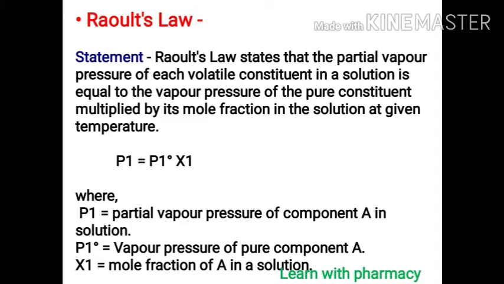In this law, P1 is the partial vapor pressure of component A in solution, P1 naught is the vapor pressure of pure component A, and x1 is the mole fraction of A in the solution.